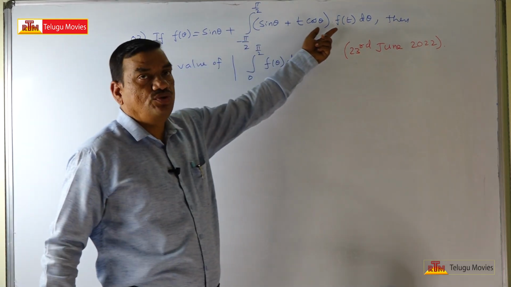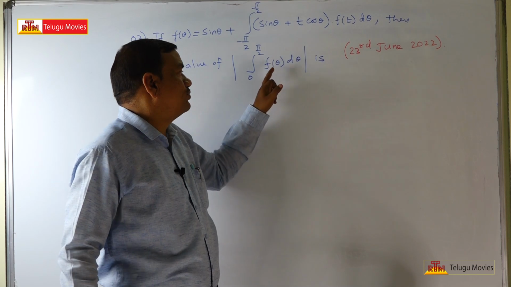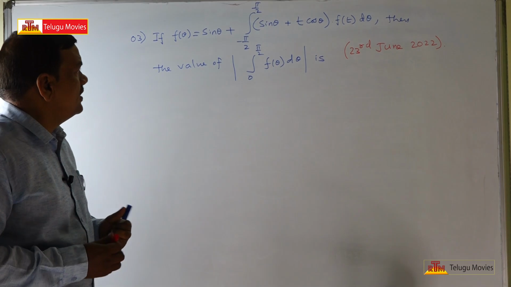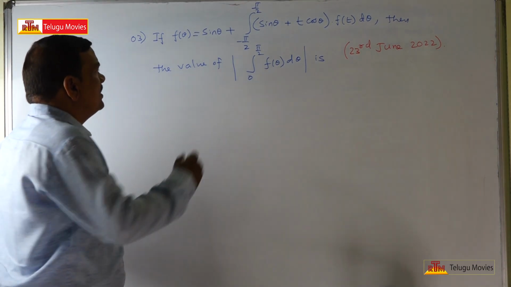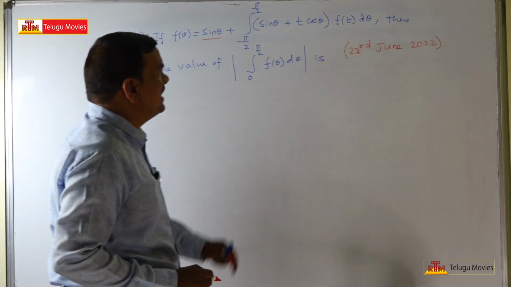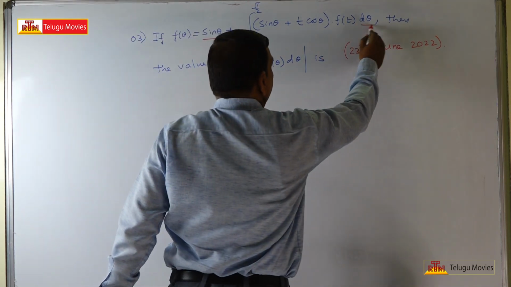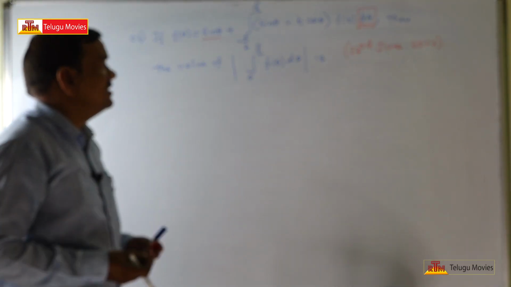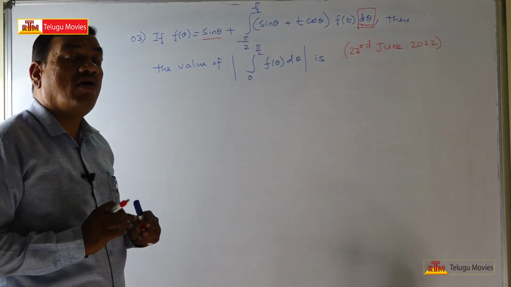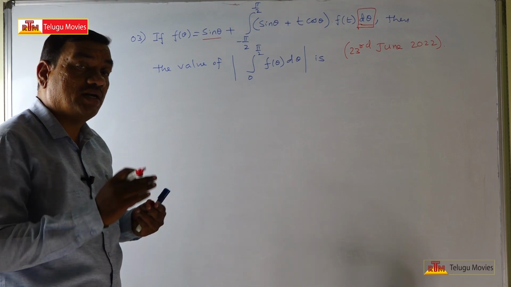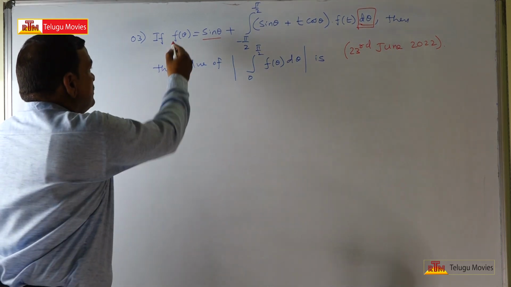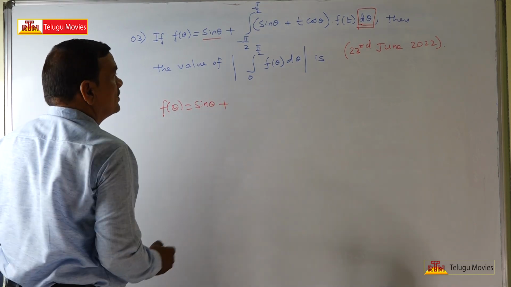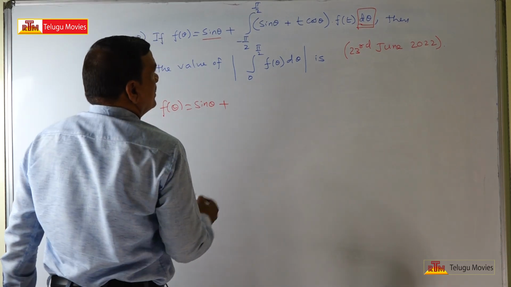F of theta, you substitute, find out this f of theta and substitute here, we will find out the answer. If you observe here, sin theta is very clear. Coming to the second term, you are integrating with respect to theta. That means the terms other than theta are all treated as a constant, you can keep them out of the integral. That means your f of theta is equal to sin theta plus, now you separate these terms here.